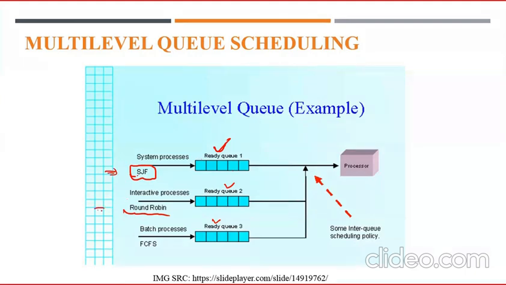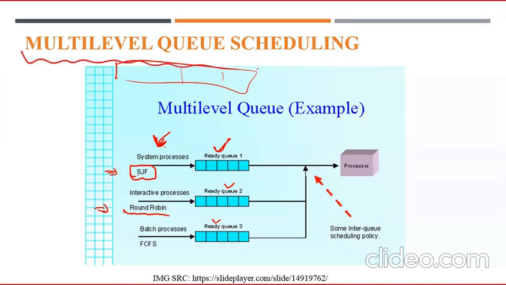But if we have a single queue, how can we apply that, right? Suppose you already know that we always give higher priority to system processes, but over there we won't be able to do that. If we are using round robin, how can we give this particular priority? So that is why they have proposed the multi-level queue scheduling algorithm.